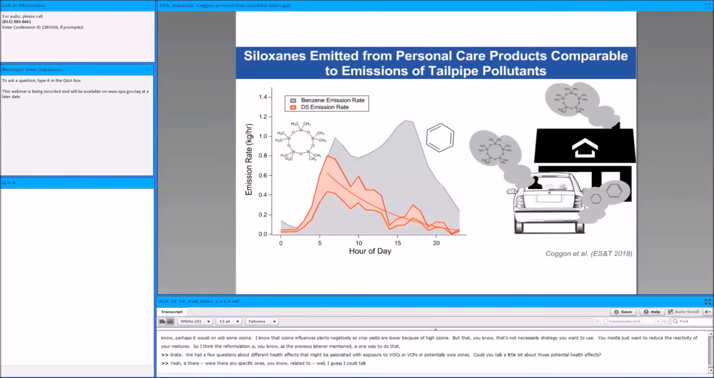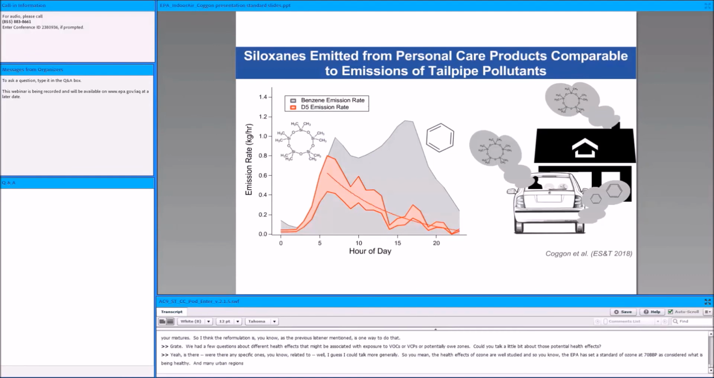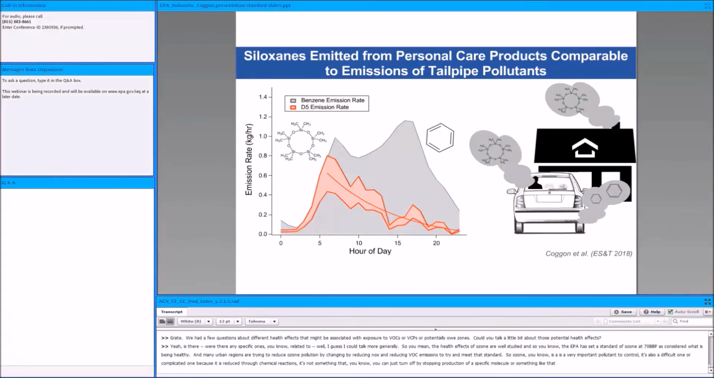So, the health effects of ozone are well studied, and the EPA has set a standard for ozone of 70 ppb as being what's considered healthy, and many urban regions are trying to reduce ozone pollution by reducing NOx and reducing VOC emissions to try and meet that standard. So ozone is a very important pollutant to try to control. It's also a very difficult or complicated one because it's produced through chemical reactions. It's not something that you can just turn off by stopping production of a specific molecule or something like that. So that one's a complicated one.